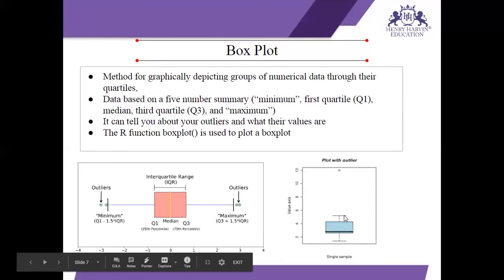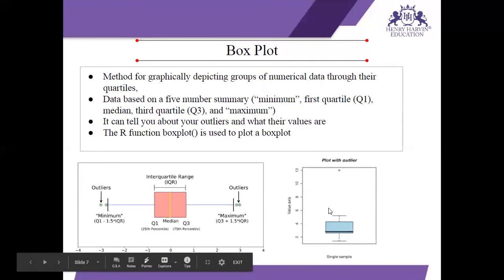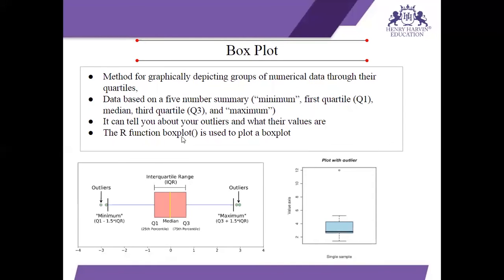This is the maximum value, minimum value, the median value, and this is the outlier, or the value that is out of the data, which can be affecting the analysis of our data. The function that is used in R to plot a box plot is boxplot.